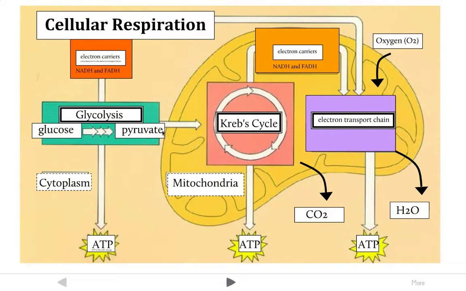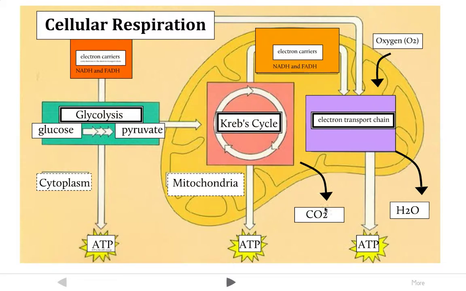After you've formed the pyruvate in glycolysis, that pyruvate's going to move into the mitochondria and go through the Krebs cycle. In the Krebs cycle, it's going to be broken into smaller pieces, and it's going to become carbon dioxide as a byproduct. And by breaking those bonds, you're going to form some more ATP and some more electron carriers. So you're going to add some H's to the NADH and FADH.